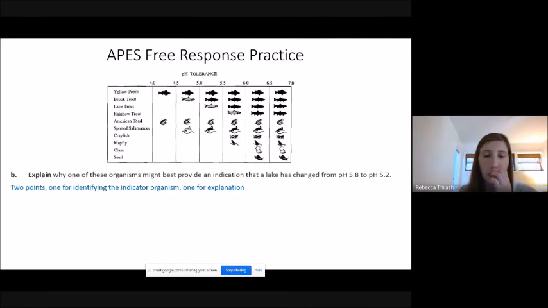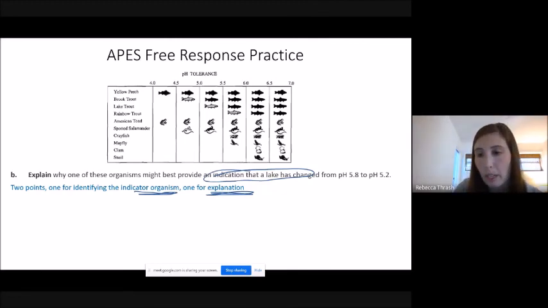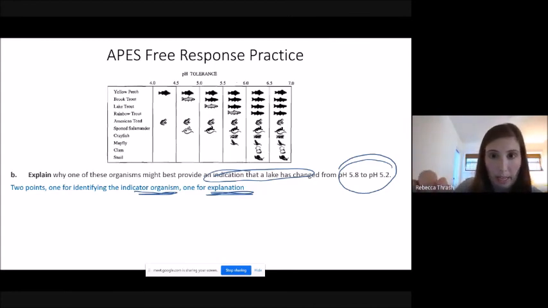Explain why one of these organisms might best provide an indication that a lake has changed from pH 5.8 to pH 5.2. So now we're looking at an indicator organism. So you get 2 points, one for identifying what that organism is, and then for explaining why you would use that. So again, let's take a look at this diagram. So I'm looking at a range of 5.8 to 5.2. So let's make sure we're looking at the correct part of the graph. So that's maybe about right here to right here. So this is what I'm looking at.